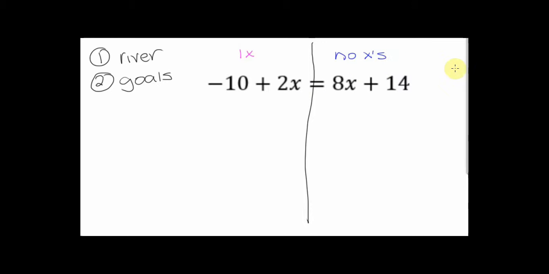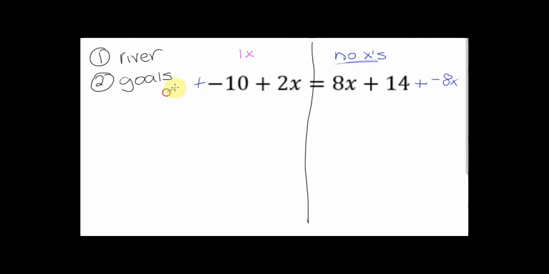All right, so now I'm going to start working toward those goals. First thing that I notice is that on this side of my river, I have this goal with no x's, but I notice that I have a term with x's. I have 8 x's on the side that I don't want any x's. Because of that, I'm going to need to get rid of this. I'm going to add negative 8x to both sides.